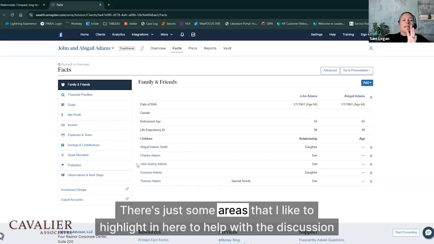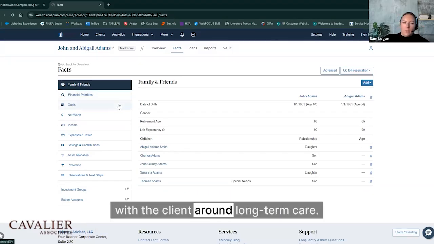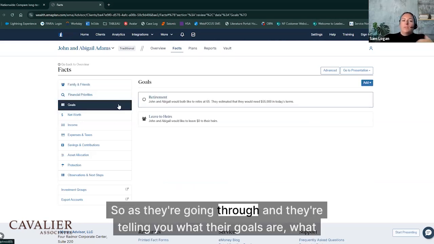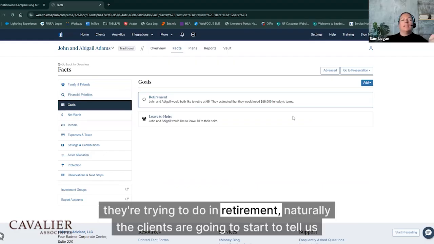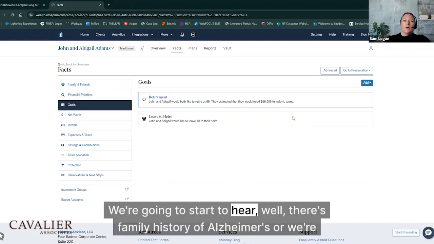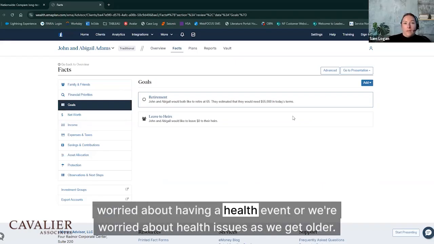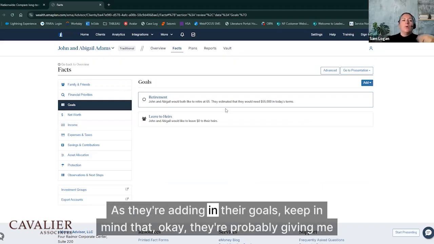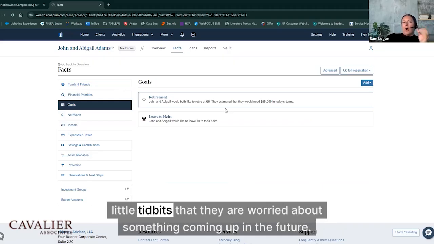There's just some areas that I like to highlight in here to help with the discussion with the client around long-term care. So as they're going through and telling you what their goals are, what they're trying to do in retirement, naturally the clients are going to start to tell us concerns. We're going to start to hear, well, there's family history of Alzheimer's, or we're worried about having a health event, or we're worried about health issues as we get older. As they're adding in their goals, keep in mind they're probably giving me little tidbits that they are worried about something coming up in the future.